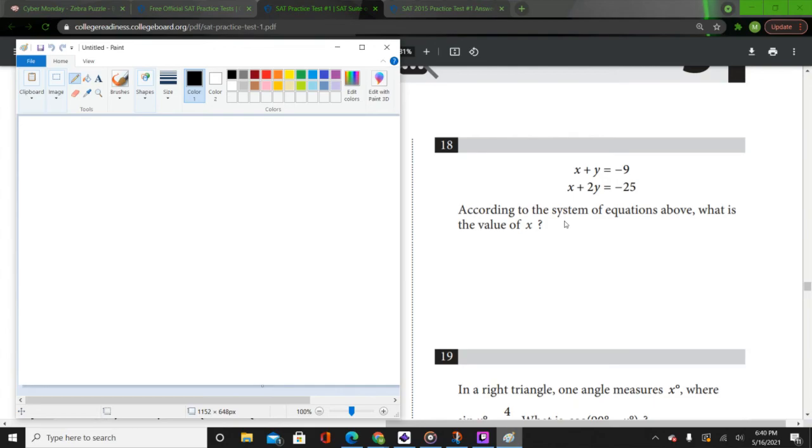According to the system of equations above, what is the value of x? Again, we could use graphing, we can't use graphing, but we can use substitution or elimination. I'm going to do substitution for this. Not substitution, elimination. Wait, elimination. I confused the two already. Yeah, elimination. Right, so I'm going to multiply the top equation by 2.